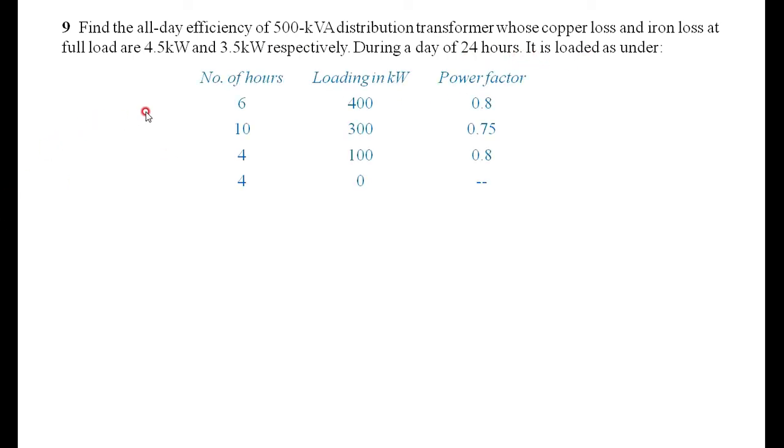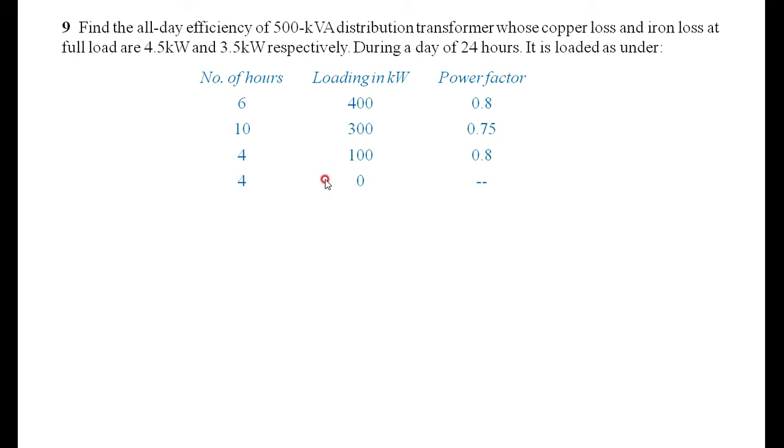How is the loading pattern? For 6 hours it is loaded with 400 kilowatt. He has not given a power factor here; directly he has given the kilowatt output. The power factor is 0.8. Then for the next 10 hours, the output is 300 kilowatt with a power factor of 0.75. For the next 4 hours, the output is 100 kilowatt and the power factor is 0.8. And for the last 4 hours, it is under no load condition. As such, there is no load connected to the transformer, therefore the output is 0.